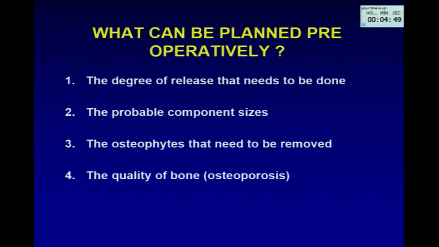So what are the things we need to plan preoperatively by doing this X-ray? First, the degree of release that needs to be done, whether it is a correctable valgus or varus deformity, what is the amount of release you want to do in those contracted arthritic knees. Yes, you can plan your component size. Yes, you can see what osteophytes are present on the mediolateral or anteroposterior aspect which you want to remove, and not the least, osteoporosis, because in this era we are the capital of osteoporosis in the world now.